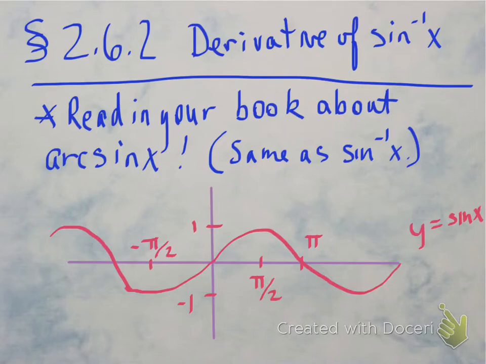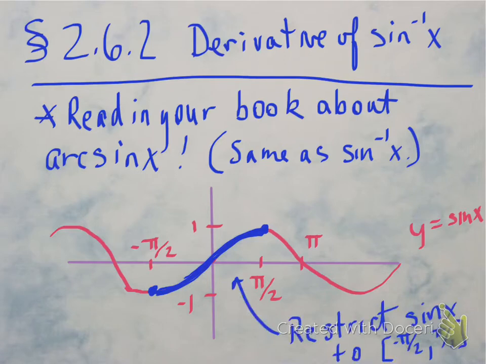So I can restrict the sine function for the purpose of defining the inverse to this little blue section of the sine curve. So notice here, any horizontal line I draw intersects the blue piece at most once. So this is a one-to-one function restricted to the blue piece. So for the purposes of defining sine inverse, we're going to restrict sine to the closed interval from minus pi over 2 to pi over 2. And if I restrict sine there, I'll define arcsine, or sine inverse, to be the inverse of the sine function.